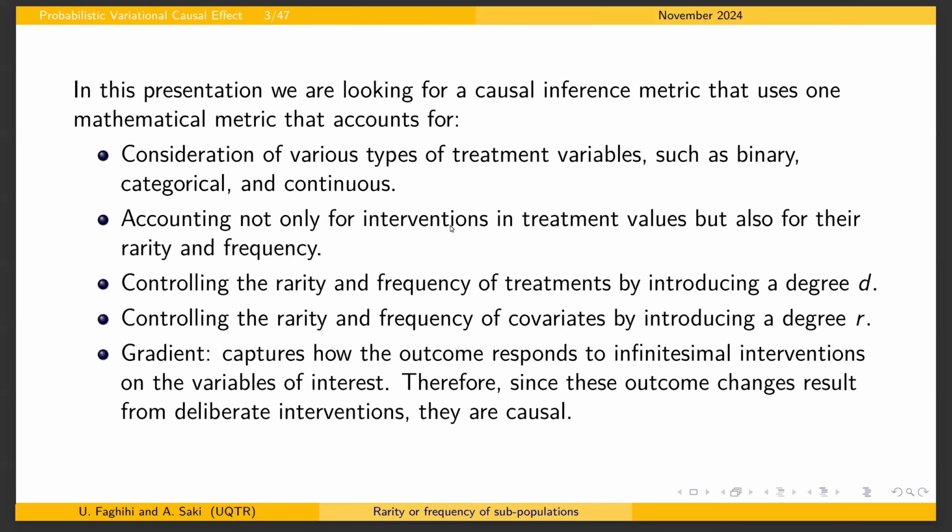Our model accounts not only for intervention in treatment values, but also for their rarity and frequency. And it also considers the controlling of the rarity and frequency of treatment by introducing a degree D. And we also consider the rarity and frequency of covariates by introducing a degree R. And we have the gradient, which captures how the outcome responds to infinitesimal interventions on the variables of interest. Therefore, since these outcome changes result from deliberate intervention, they are causal.